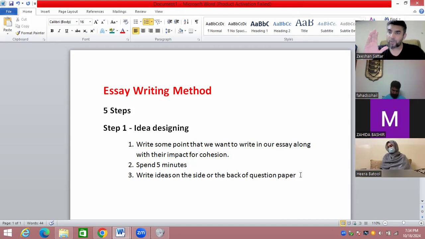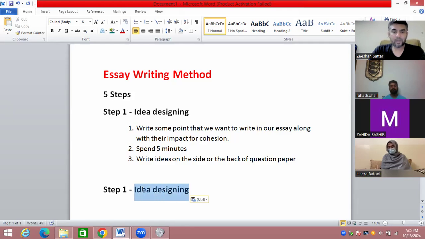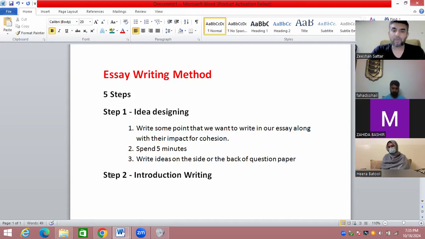So how many minutes are we going to spend? We are going to spend 5 minutes on it. And then we enter into step number 2. What is step number 2? Step number 2 is the introduction, right? Once we are done with the idea generation, we will enter into step number 2, and the step number 2 is the introduction, right?